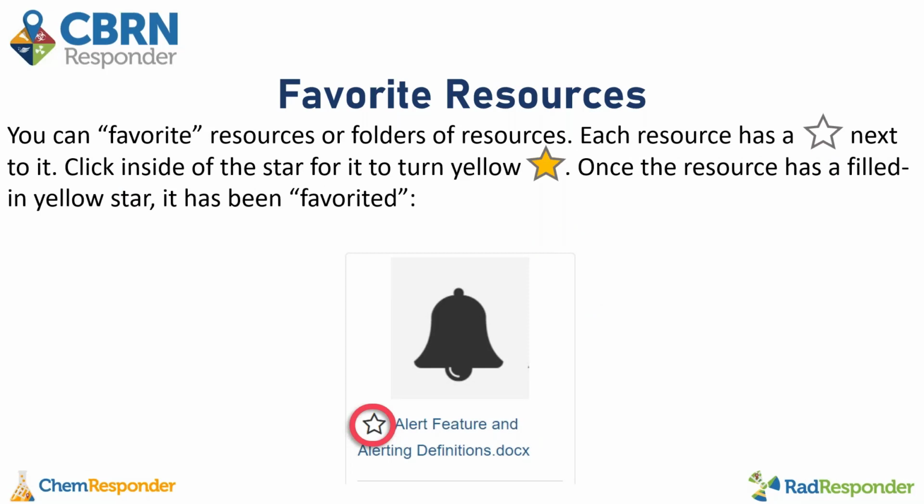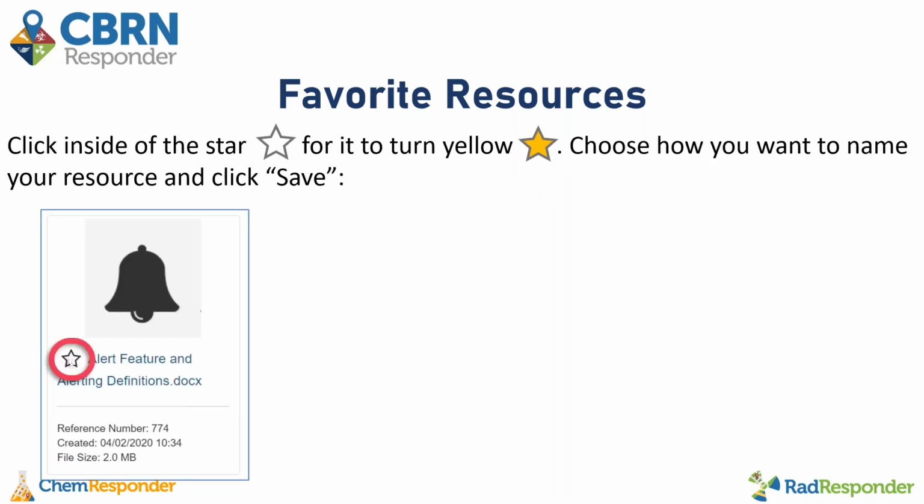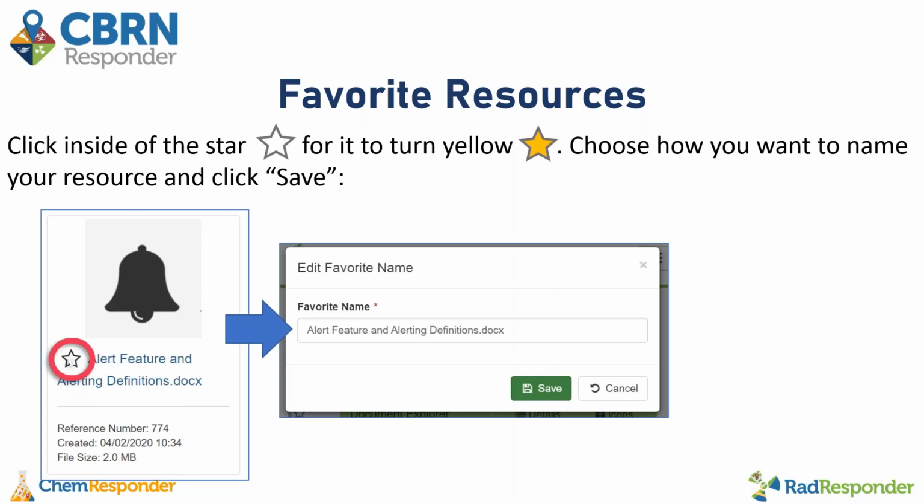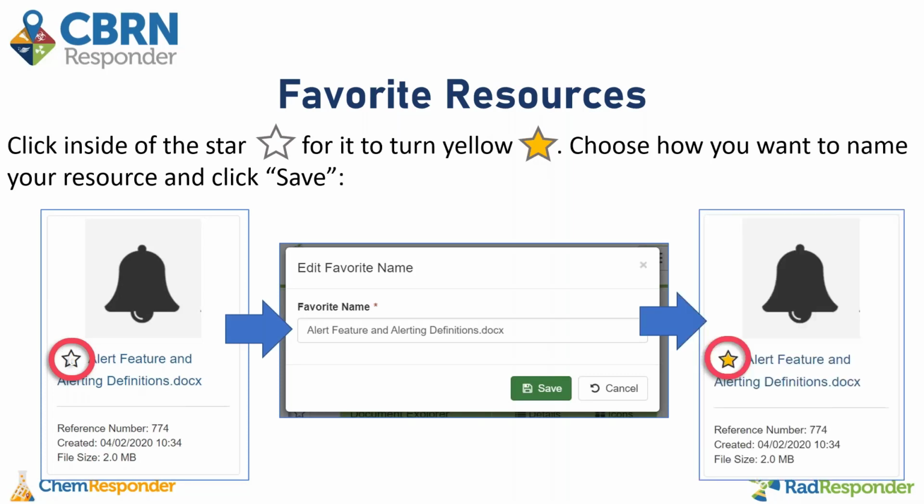Each resource has a star next to it. If you click inside the star, it will turn yellow. And once that resource has a filled in yellow star, it has been favorited. You'll then choose how you want to name your resource and then click Save. And now your resource is favorited.